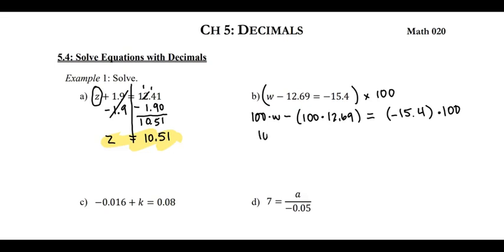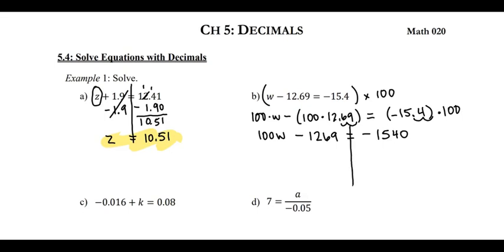So I have 100W. To multiply 100 times 12.69, I take the decimal point and move it twice. So now I have negative 1269, no more decimal point in the 12.69, equals negative, and then 15.4: I have to move the decimal point twice because 100 has two zeros. So 1540. Yes, there are bigger numbers, but they're whole numbers.